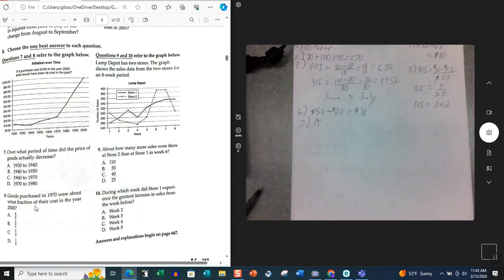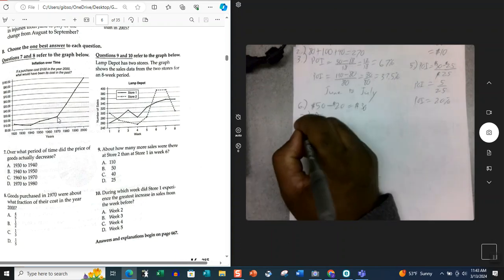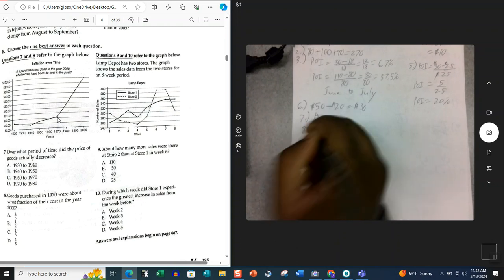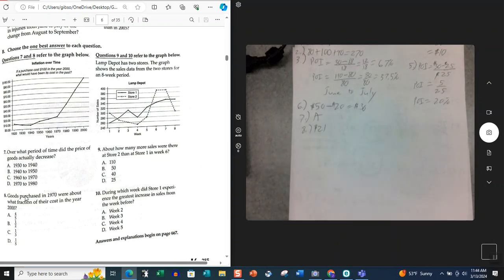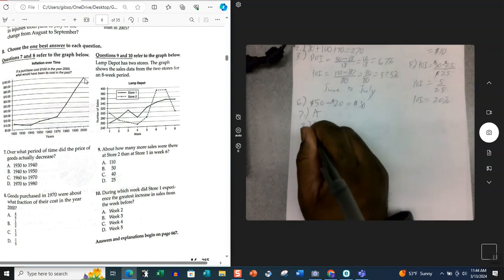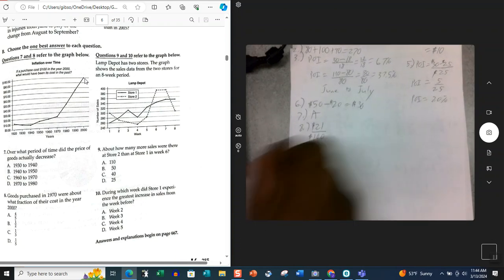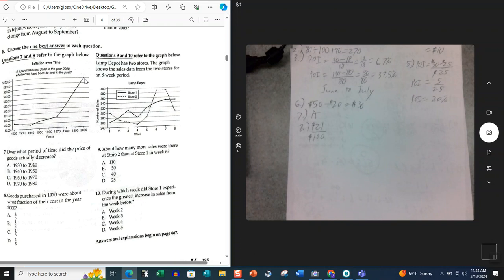Okay, now number 8. Goods purchased in 1970 were about what fraction of their cost in the year 2000? So we look at 1970. 1970, it was about $21. So it'd be $21 in 1970. But then we wanted to go to 2000. 2000, those same goods was $100. So it'd be about 21 over 100.